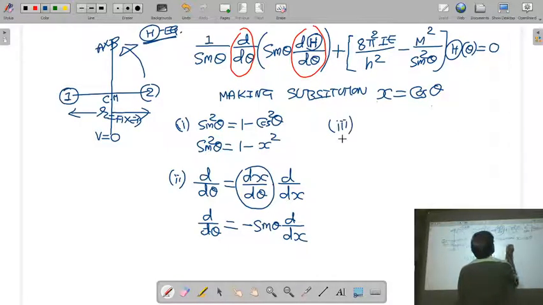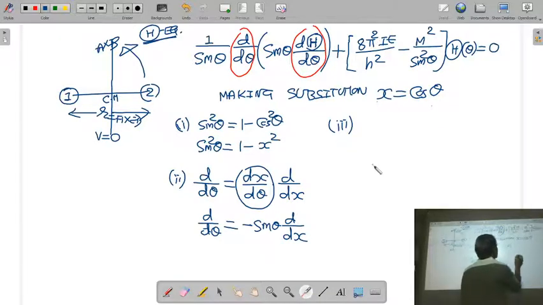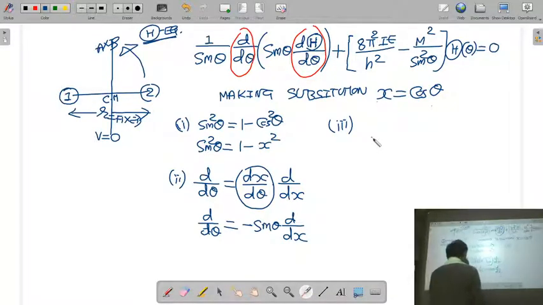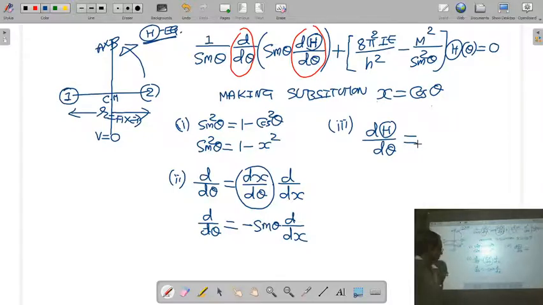And third, that is, let us find the value of d capital theta by d theta. Now, in that theta equation, if you solve the theta part of the Schrodinger equation, you will get the solution theta.